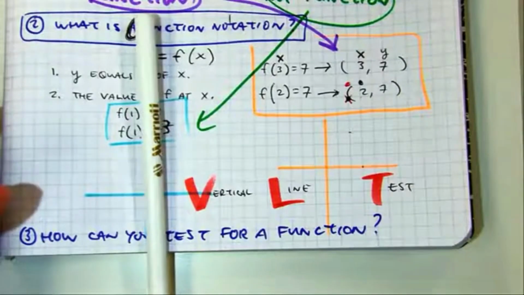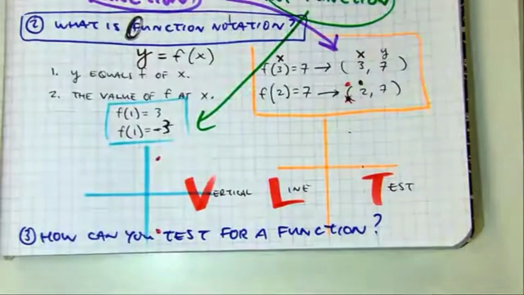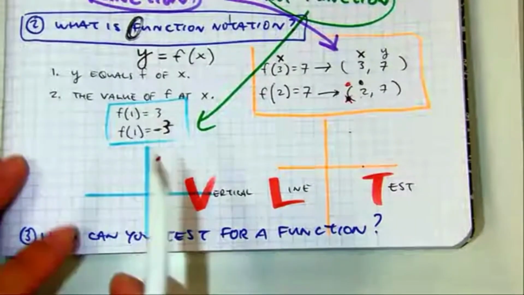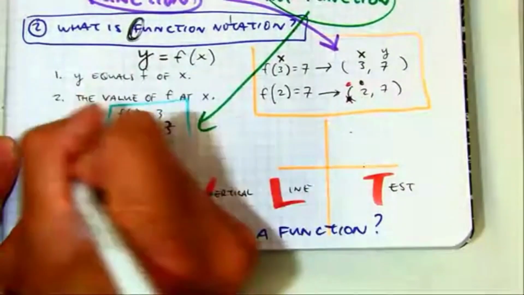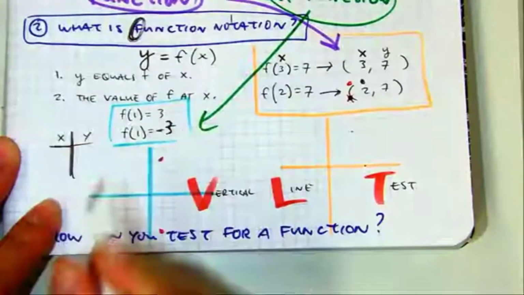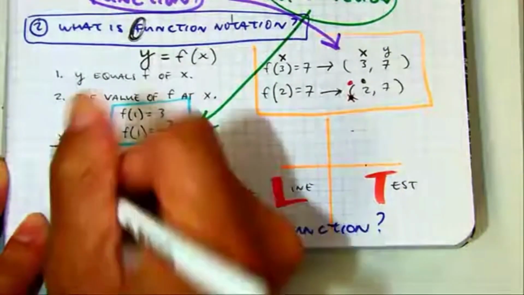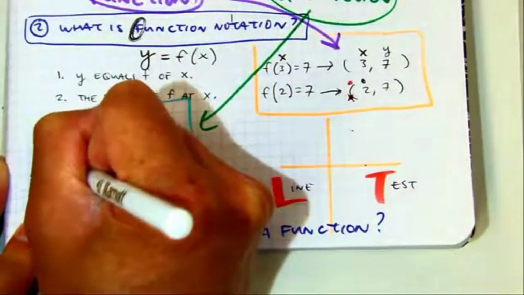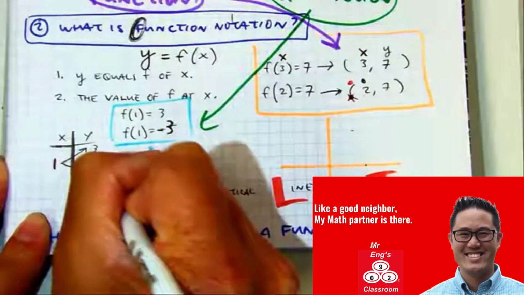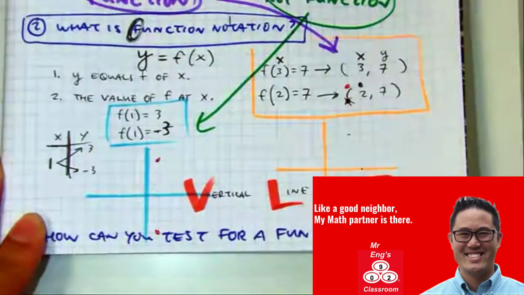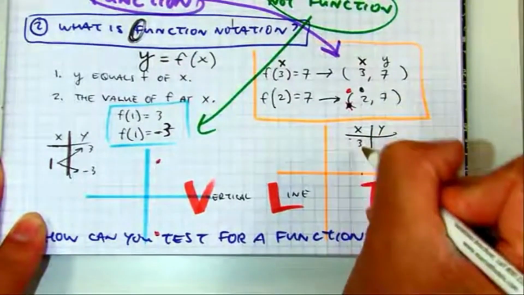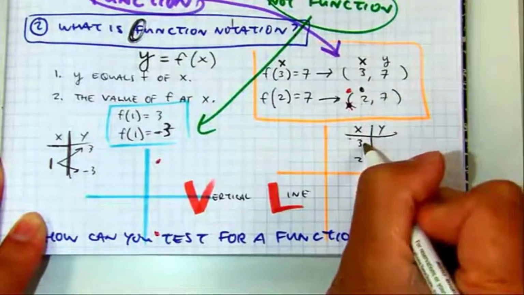Let me show you the mapping. A better way of the mapping. This might kind of make sense to you. There is one x equals 1, but it goes to two different things, 3 and -3. Over here, this is okay. It doesn't matter if you put an x value of 3 and you get a y value of 7, or you put an x value of 2 and you get 7. This would still represent a function.